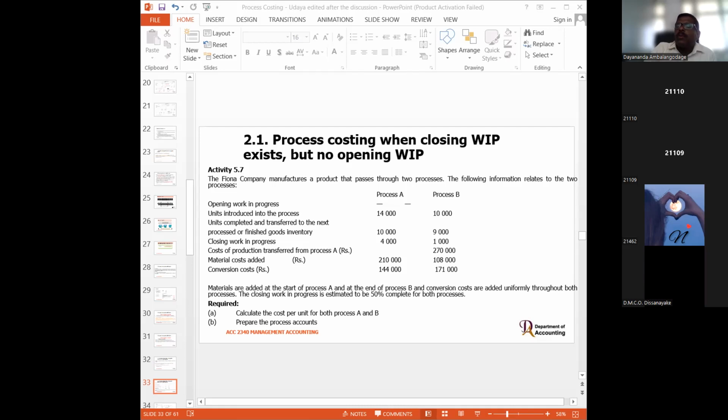Cost per unit would be the cost given in this column divided by the total equivalent units. That is 15 rupees. Here, of course, same thing. Total cost divided by 12,000, 12 rupees.